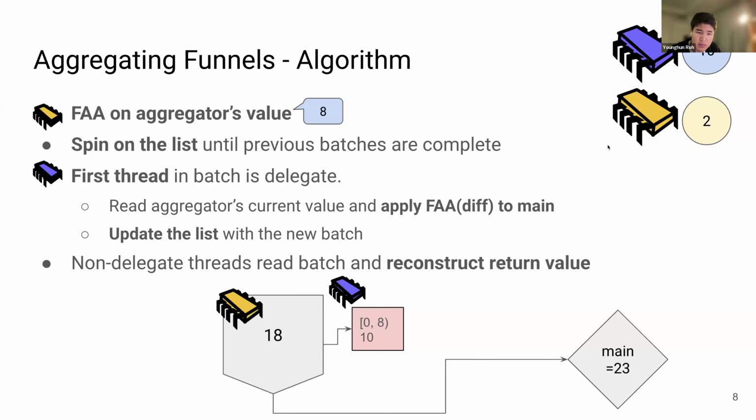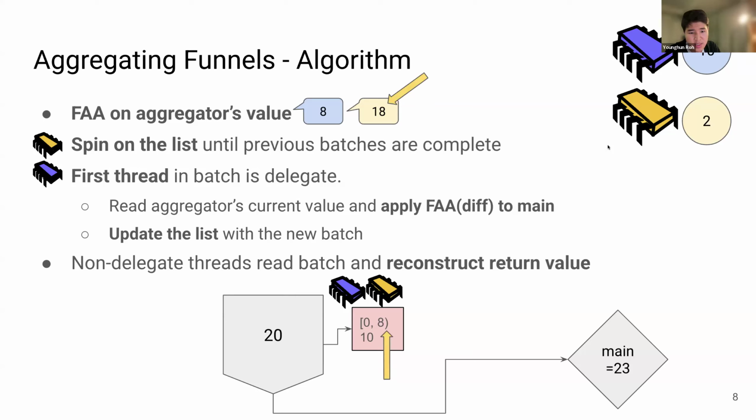After that, let's say the yellow thread comes along and tries to do fetch and add on the aggregator's internal variable, from 18 to 20. It will get the fetch ticket number of 18 and try to spin on the list until all the previous operations are done before itself. In this case, the yellow thread has a ticket number of 18, and the batch history still says the operation ended at 8. So the yellow thread doesn't know whether it should wait or become the delegate, and it will wait until there's an update on this batch history.